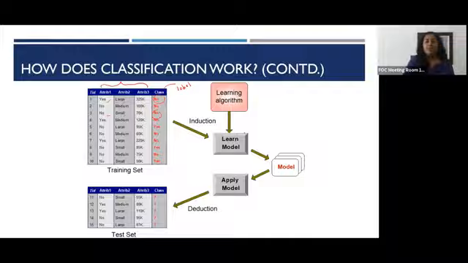So you give this data to the machine. Using some learning algorithm, the machine learns the patterns in this data and develops a model. Then it applies this model to the test data set. Now look at this. In the test data, the label is not there. So what is the machine supposed to do? It is supposed to predict this label.